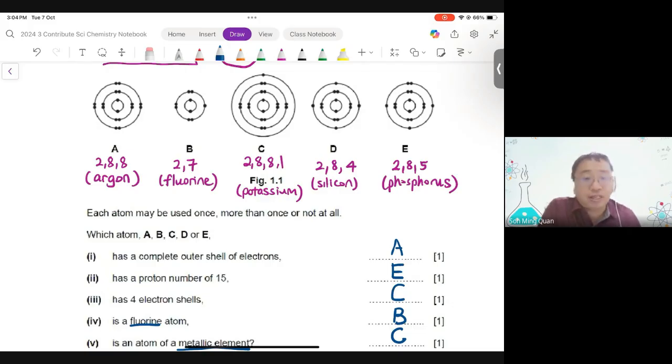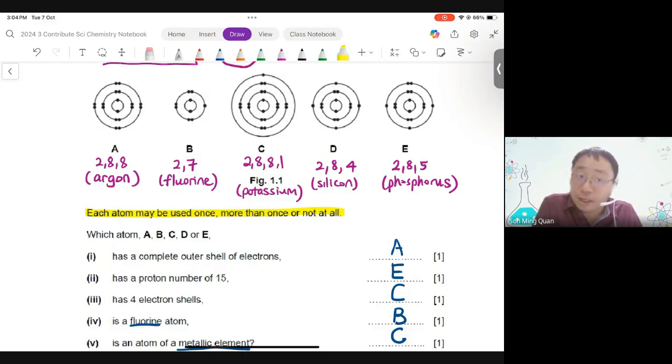Next, you notice I've used C twice. That's okay because there's this instruction here, right? In fact, most of the time, each atom, each substance may be used once, more than once, or not at all. This is a standard instruction. So by default, for such questions, where you choose one letter or one word, you could repeat it. So the same letter could be used for multiple parts as answers. So take note of that.